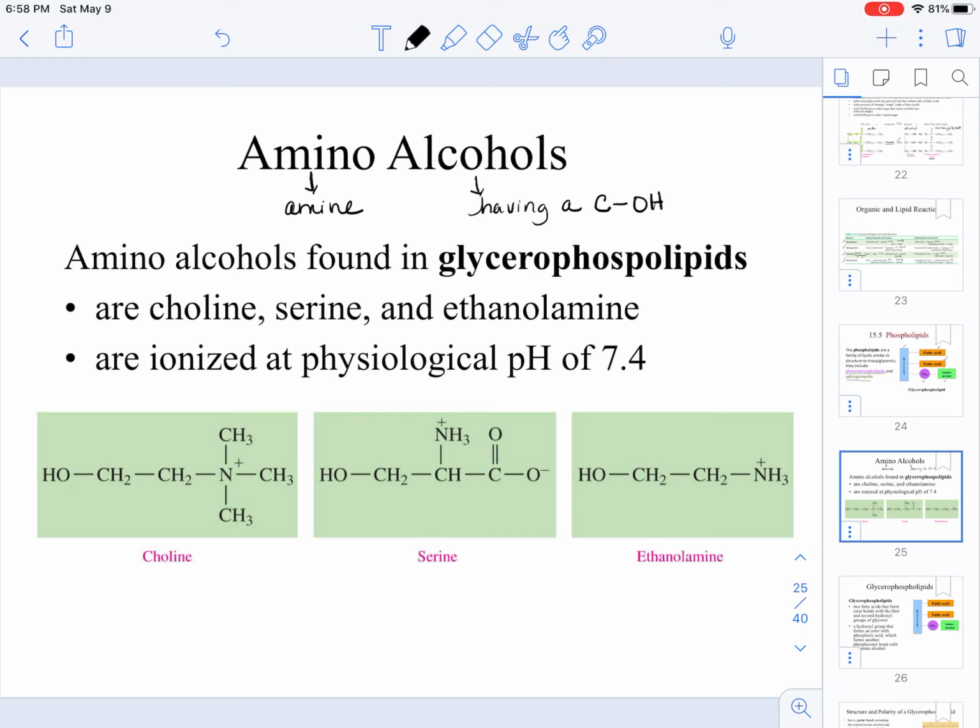So here we have 3 different examples of amino alcohols that have been found in nature, and they include choline, serine, and ethanolamine. Understand that each one of these molecules is ionized at physiological pH, which means that the pH is 7.4. The reason is that around that pH, depending on the component of the molecule, it is going to have a charge. So ionized means that these molecules, I'm just going to highlight them in green, are going to have a charge.